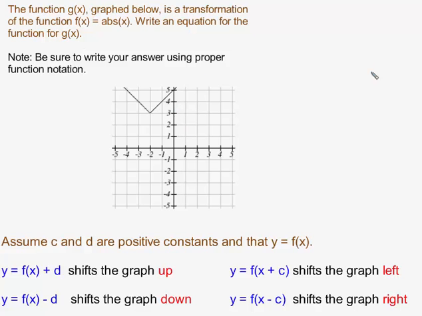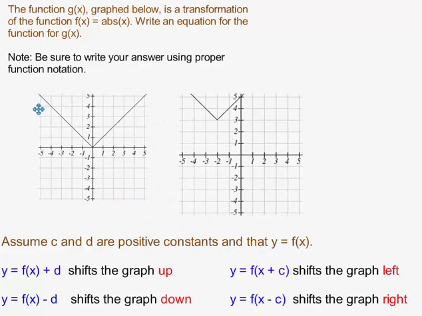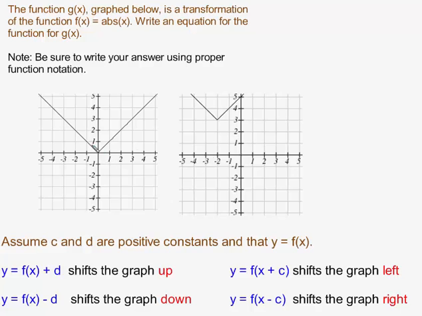Since the parent function to this graph is the absolute value function, let's take a look at what the absolute value function looks like before it's transformed. Notice the absolute value function looks like the letter V in the alphabet and has a low point here at 0, 0. You can accomplish moving the entire graph by simply moving this low point here to the new low point of -2, 3.